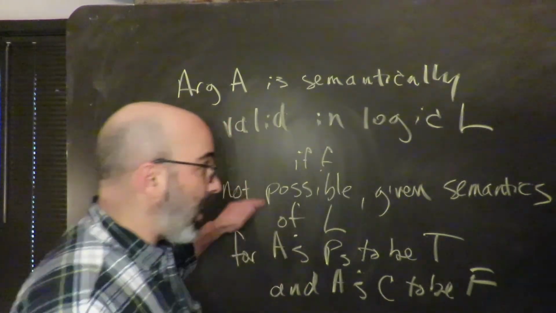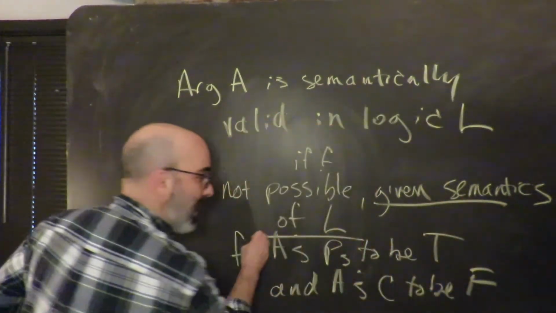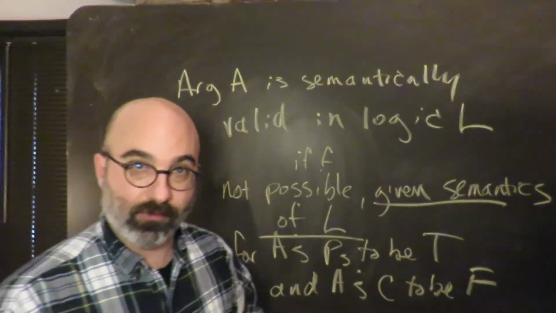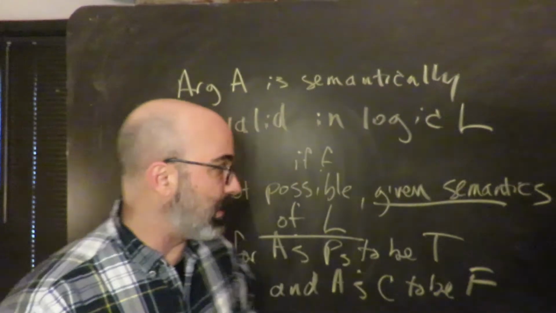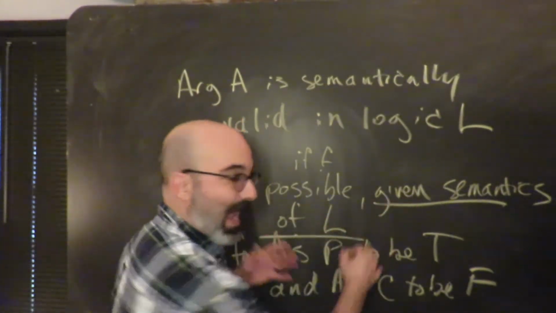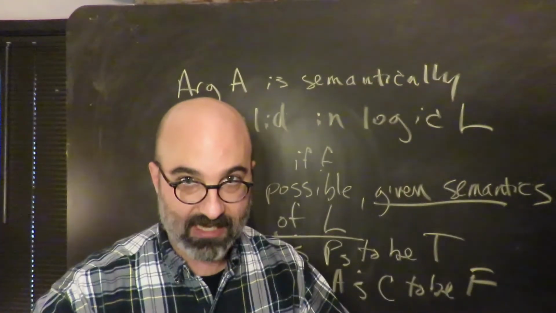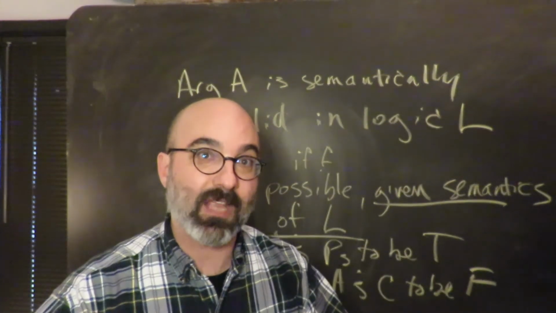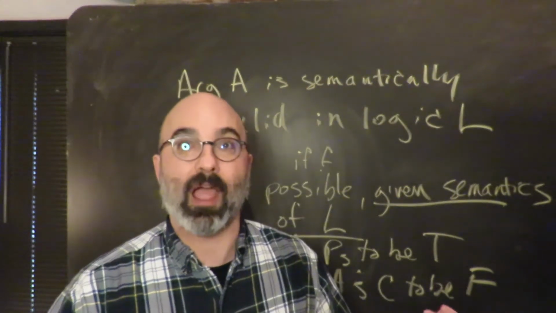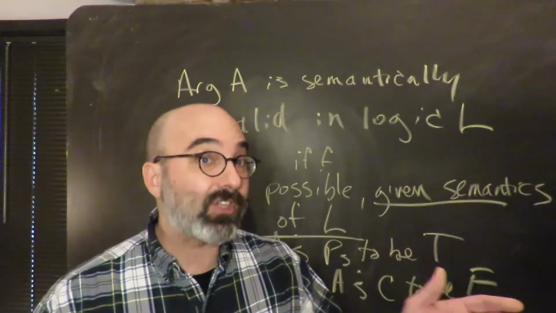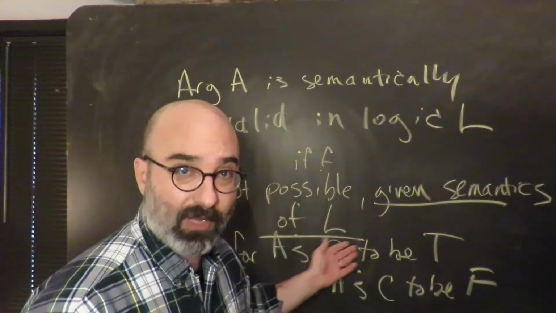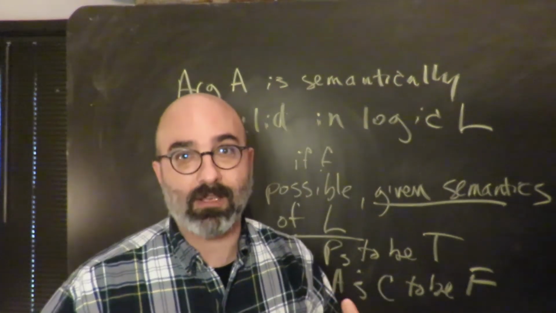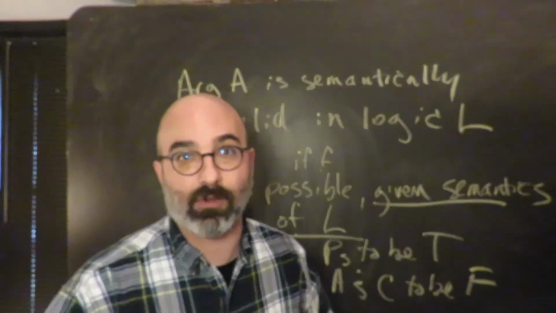it's not possible, given the semantics of that logic, for A's premises to be true and for the conclusion to be false. So the crucial thing with semantic validity is that we have a systematic representation of the meanings of the terms around which we reason. Once we have those systematic representations, we have an explanation of how we get that guarantee. In the next couple of videos, we're going to be assembling the semantics of a logic, in particular propositional logic, and once we have that semantics, we will be able to show how that guarantee happens.